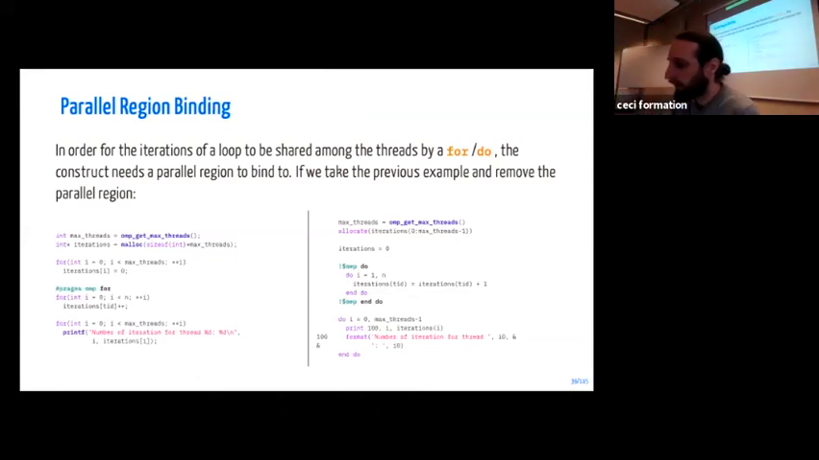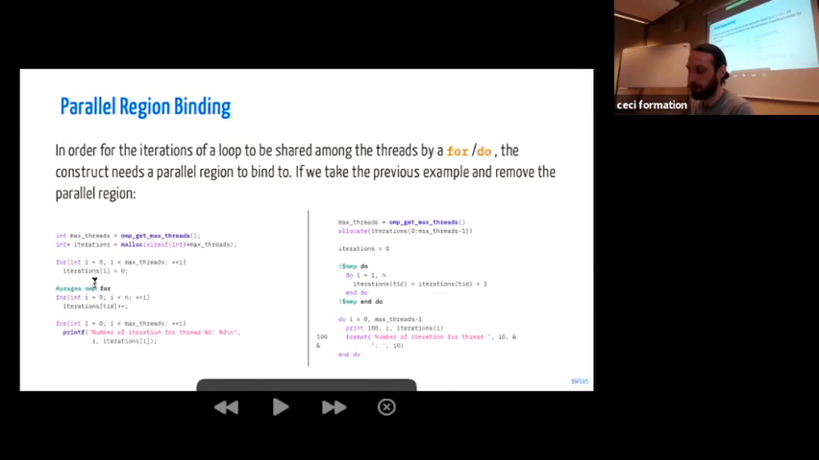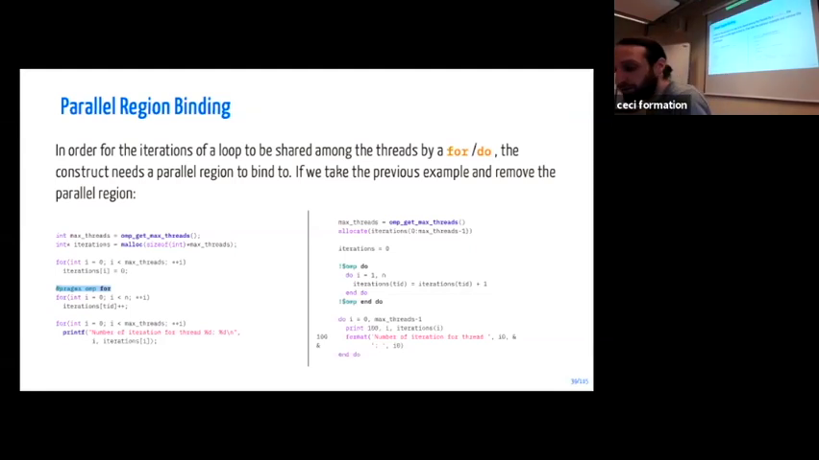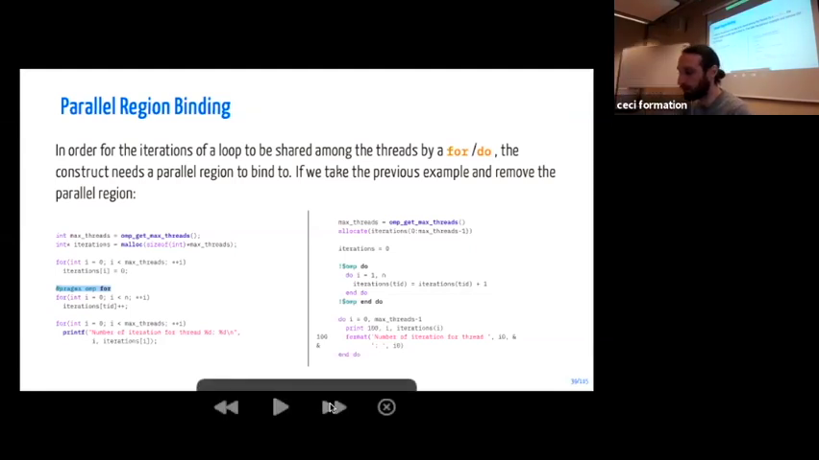An important thing that, if you are not careful, you can miss, is that in order for the loop to be shared, it needs to bind to a parallel region. You need to have an active parallel region to be able to share the iterations of the loop, because in this case this directive is alone, there is no parallel region. It means that you are on the master thread, and what the OpenMP runtime sees is that there is one thread in the team, the master thread, and it doesn't need to divide the work because only one thread is executing at the moment.